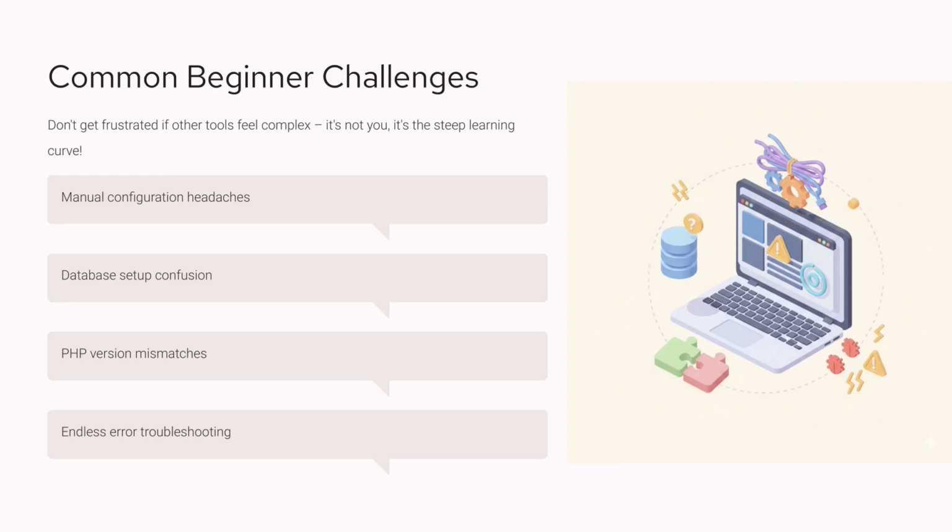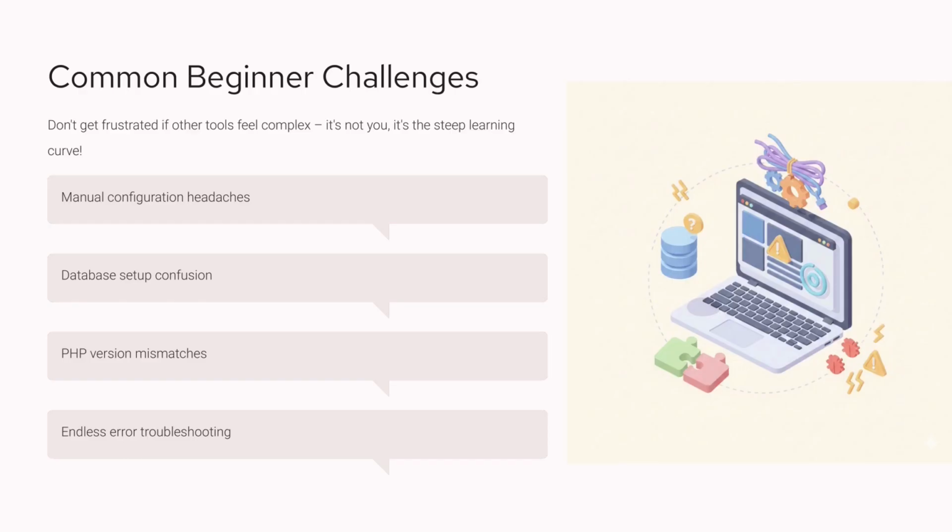Database setup is another area that often causes confusion, especially when you're not familiar with how WordPress connects to the database behind the scenes. On top of that, PHP version mismatch can suddenly break things, even when you feel like you did everything right. And then there's error troubleshooting. Errors can seem endless, and sometimes they appear without a clear explanation. But the important thing to remember is these challenges are completely normal.